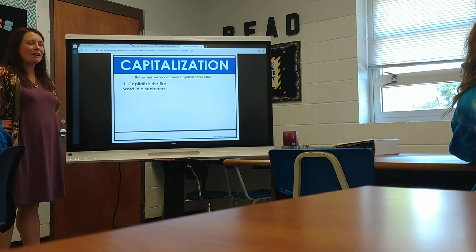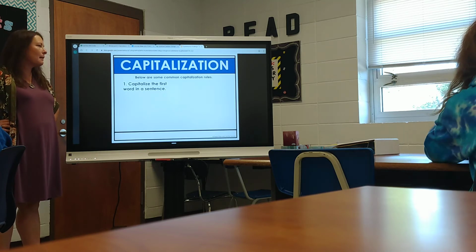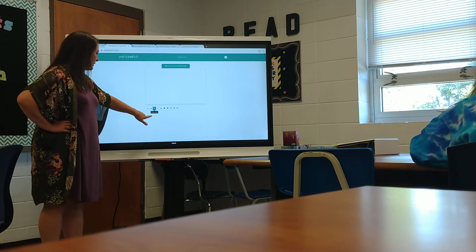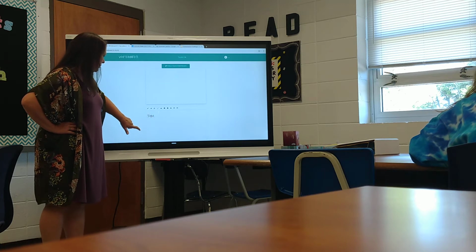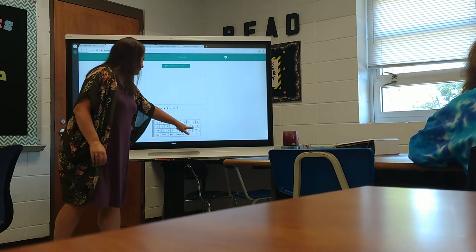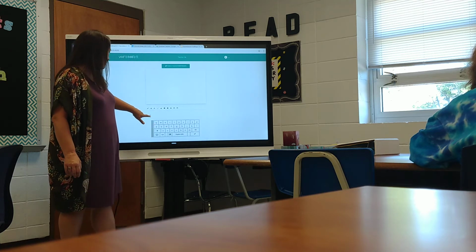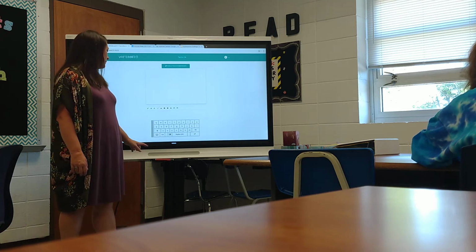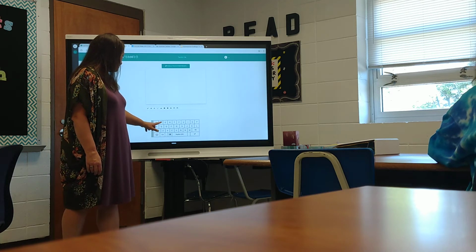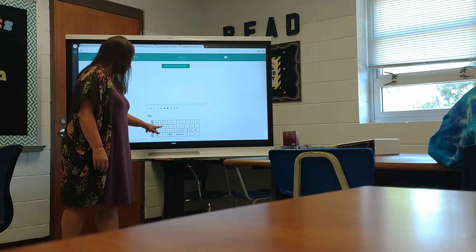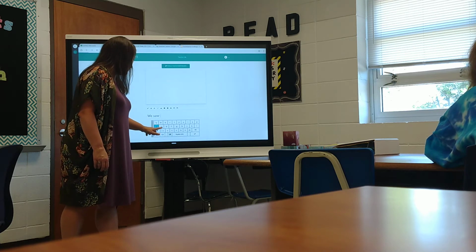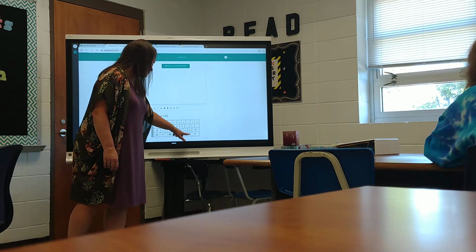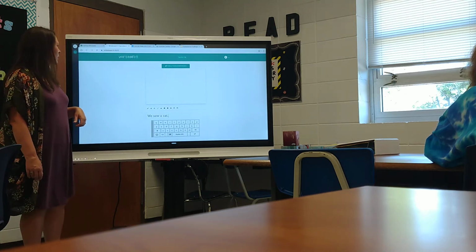So, I want everybody on your whiteboard right now to open a text box by clicking the A. If you click the little A, you can open a text box and draw it in there. Once you draw it in there, you can click right in there and type. So, I want you to type a sentence that starts with a capital letter and ends with a period. Don't make it ginormous because we're going to do quite a few sentences.